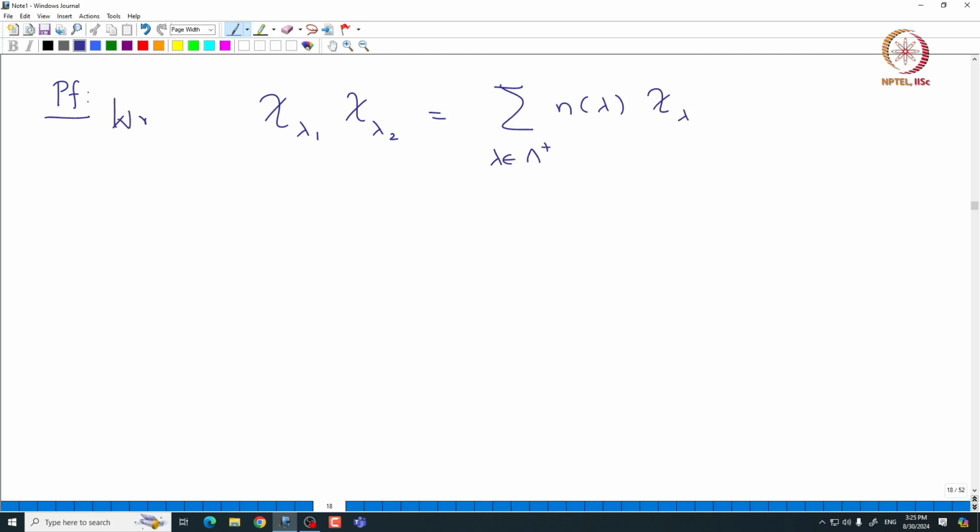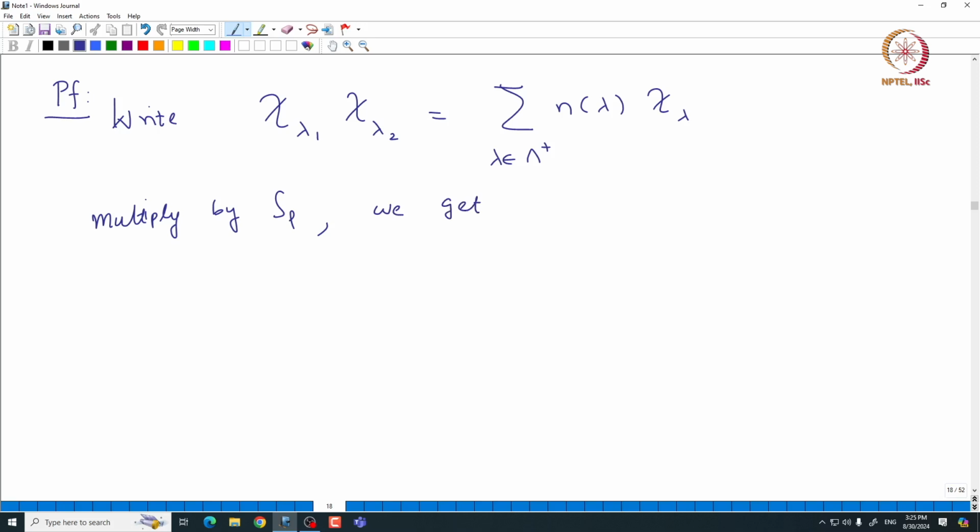Okay. So, just write like this. Now we are interested in computing n of lambda in terms of the Weyl group. So, now what we will do, first we multiply by S rho on both sides. Then we get the following.